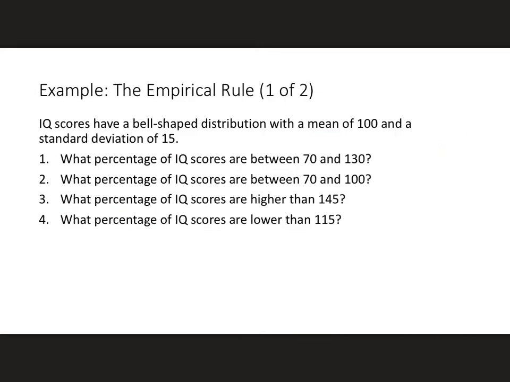So we're going to look at an example using the empirical rule and questions that you may have for that. Here we have IQ scores that are bell-shaped with a mean of 100 and a standard deviation of 15. What percentage of IQ scores are going to be between 70 and 130, what percentage between 70 and 100, what percentage of IQ scores are higher than 145, and then what percentage are lower than 115? On the next slide I am going to fill out all these pieces for you, and then we'll go back through and answer those questions.